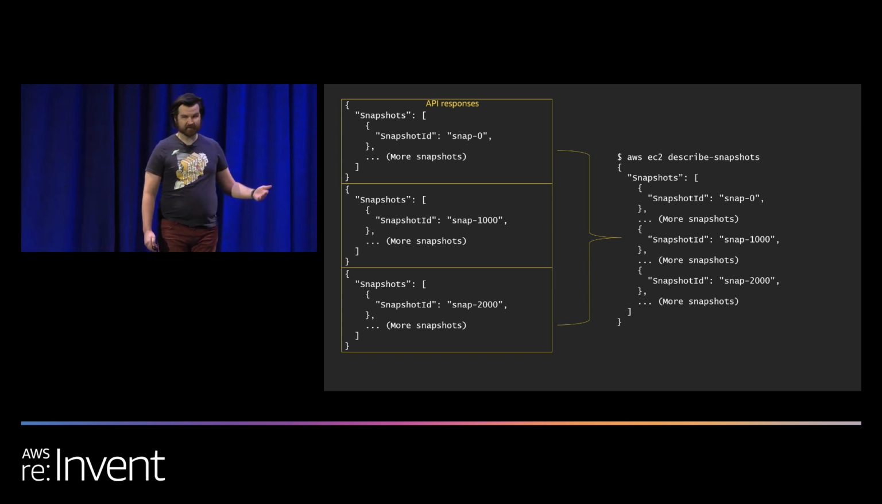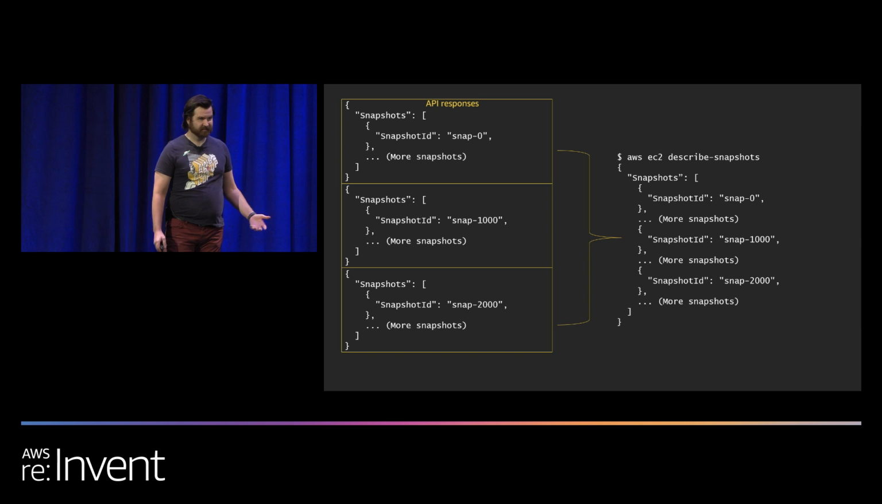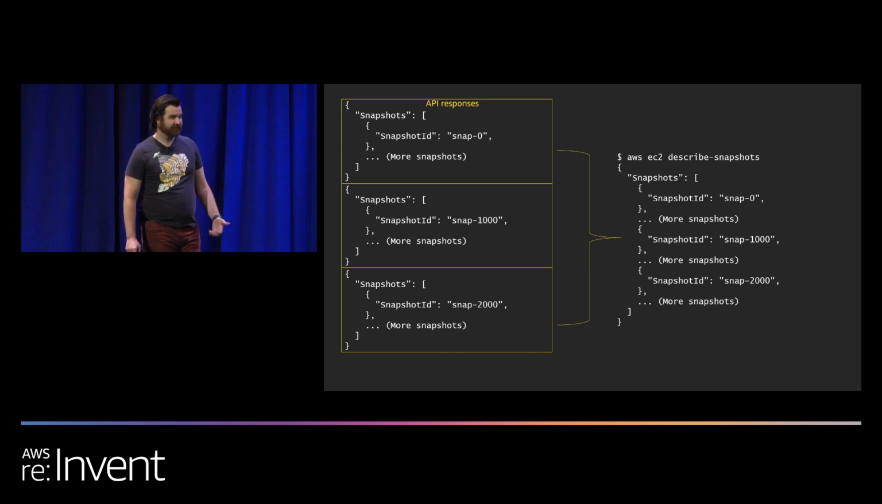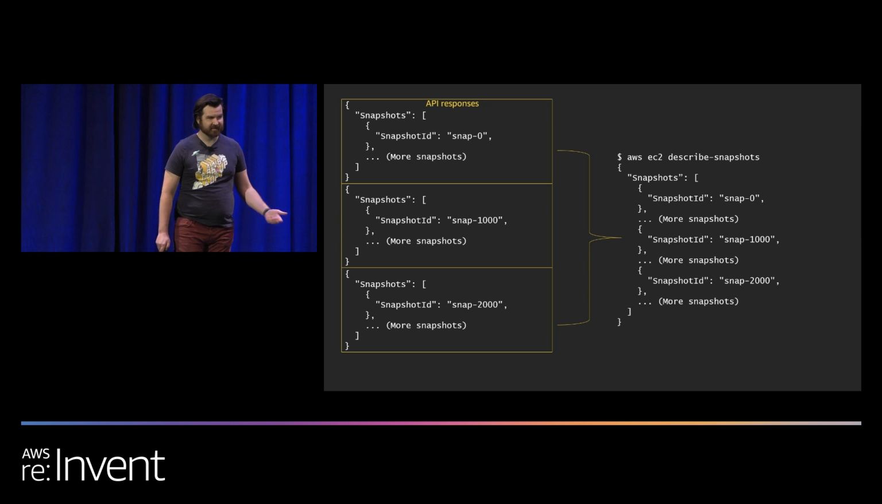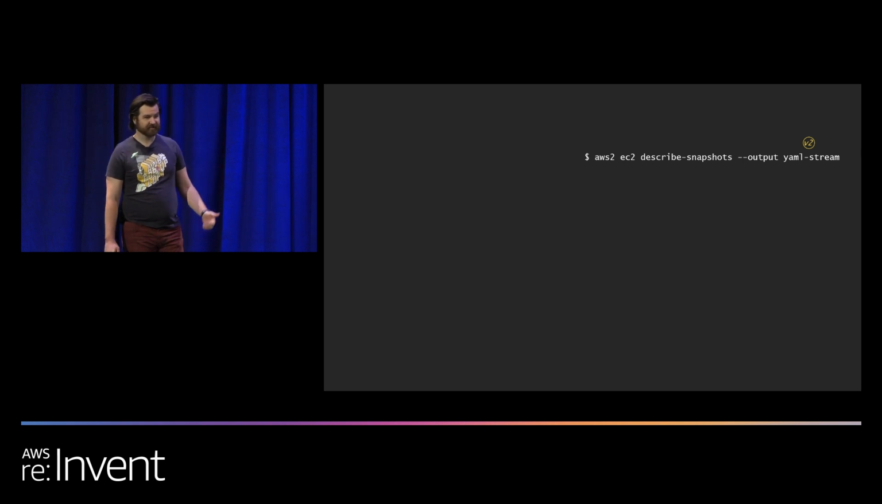And while this is really convenient because you don't have to do the pagination yourself and you get the entire list back, there are some downsides with this approach. Specifically, there's a longer feedback loop in order to be able to start looking at the data coming back from EC2. Also, if you have a lot of resources in your account, it could potentially consume a significant amount of memory. And to address some of these downsides, we added a new output format, YAML stream.